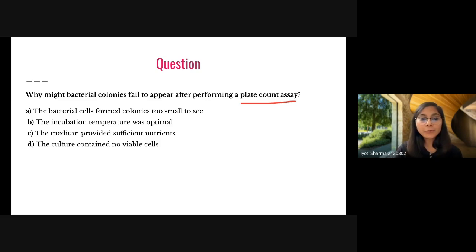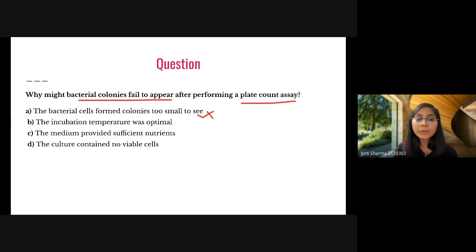So when will you fail to see or observe the bacterial colony after performing a plate count assay? Just see here, it is not possible that if we have the colony we can't see the cell. So this is the wrong statement. Whatever the smaller colony we have, we can see that. So this is not the right answer.